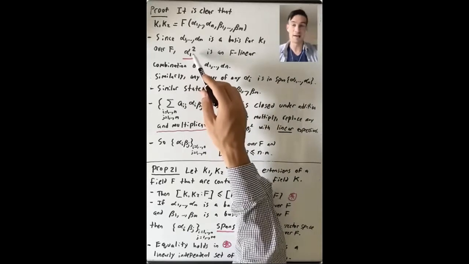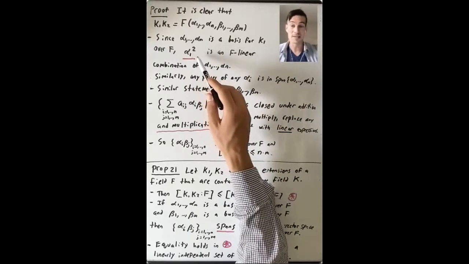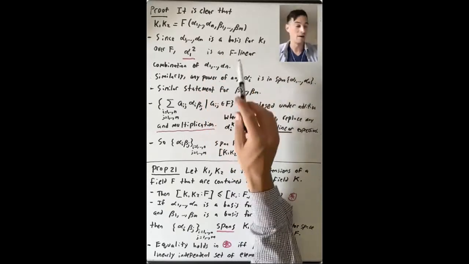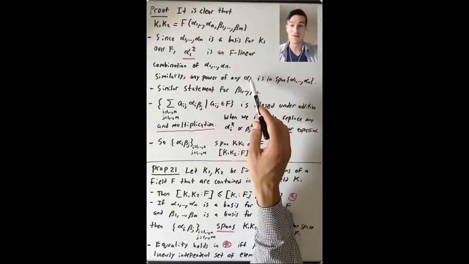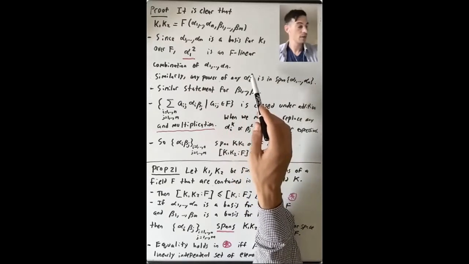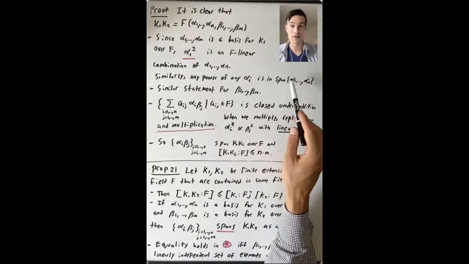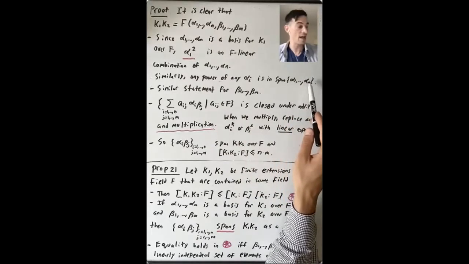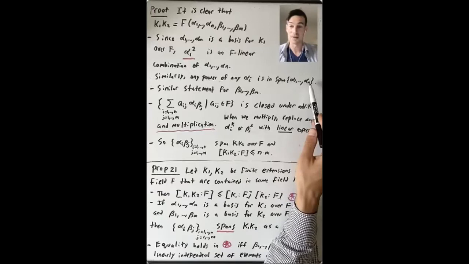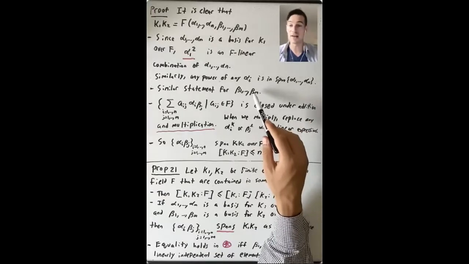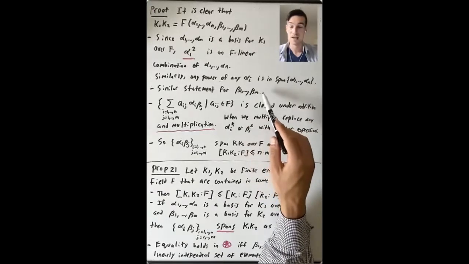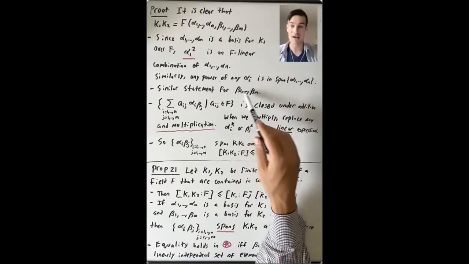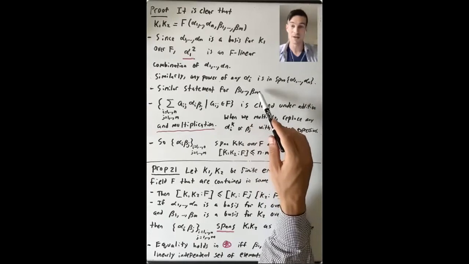So similarly, I just picked alpha 1 squared. You could have picked alpha i to the 6th power. If you take any power of any alpha i, you can write it as a linear combination of alpha 1 up through alpha n with coefficients in F. And we can make a totally analogous statement for beta 1 up through beta m. If you have like beta 2 to the 17th power, that is some linear combination of beta 1 up through beta m with coefficients in F.